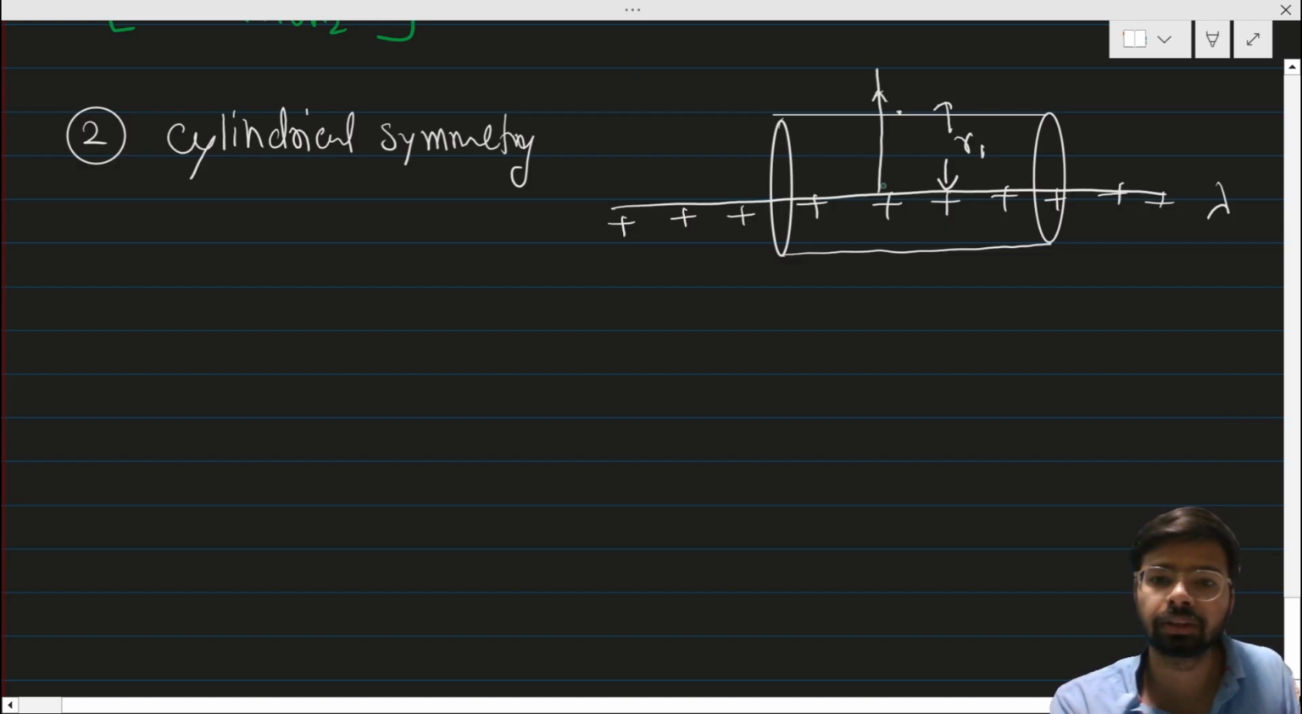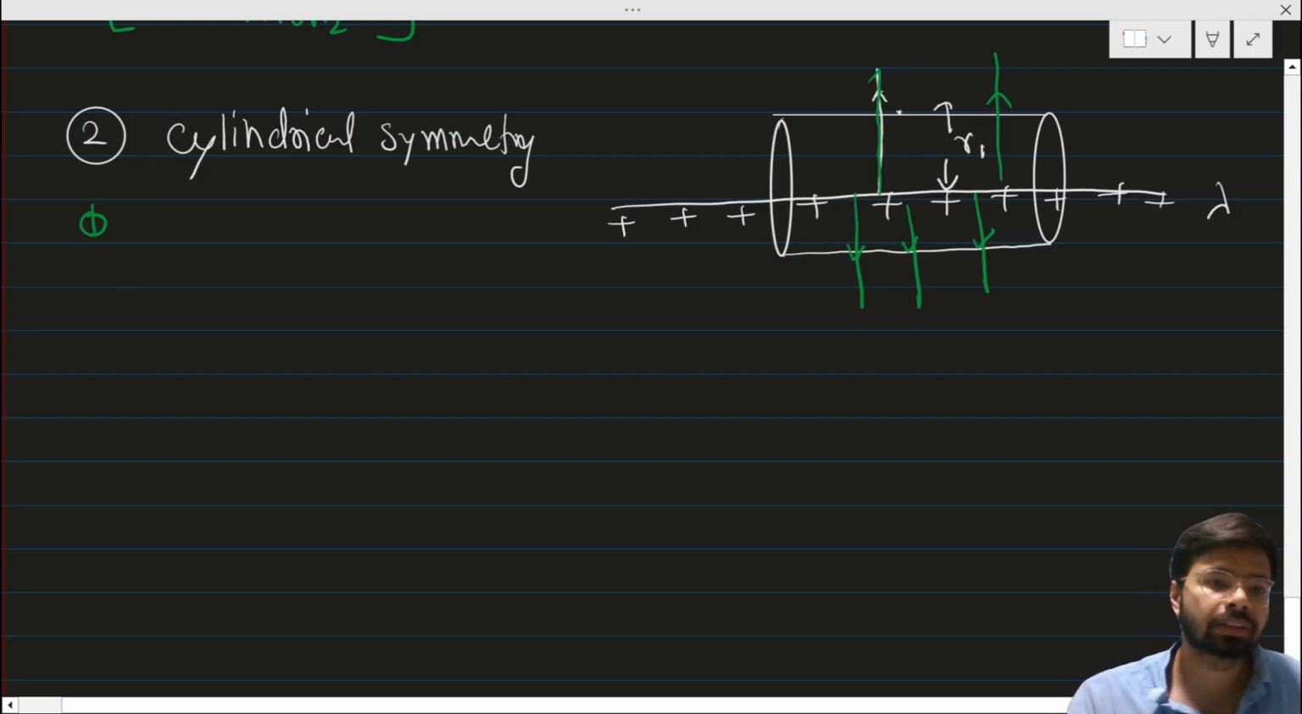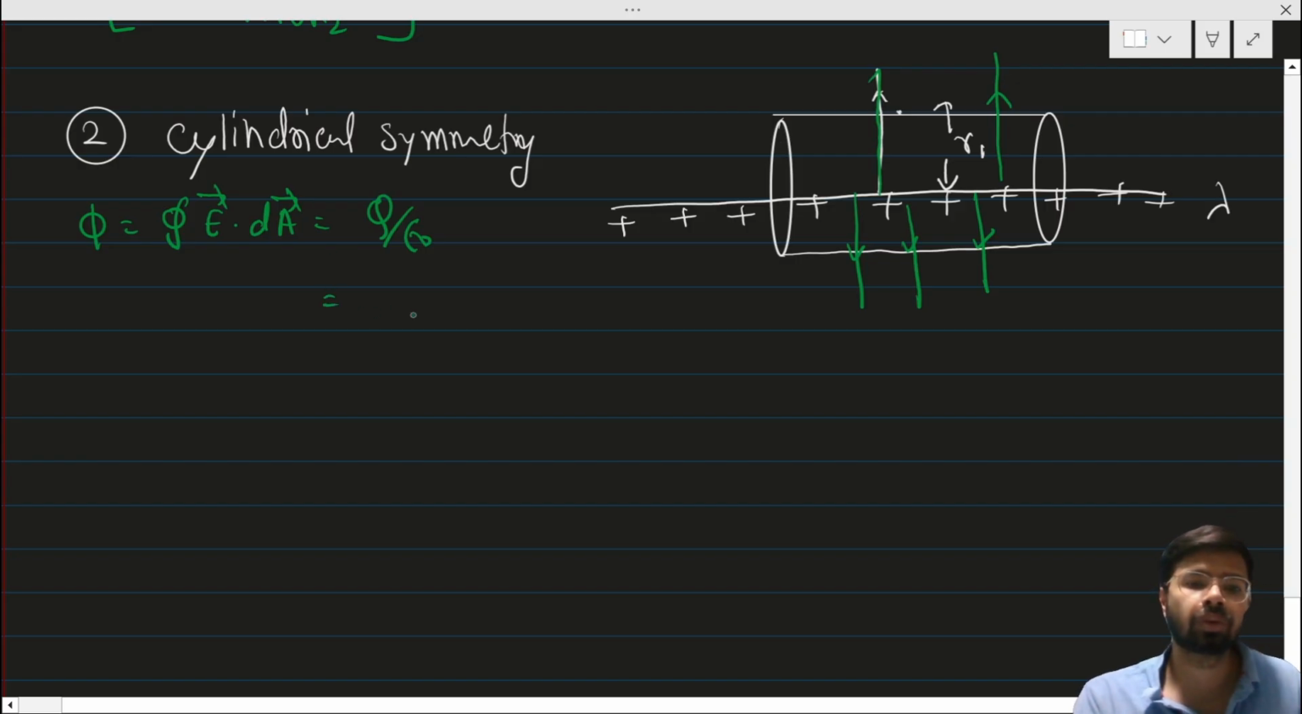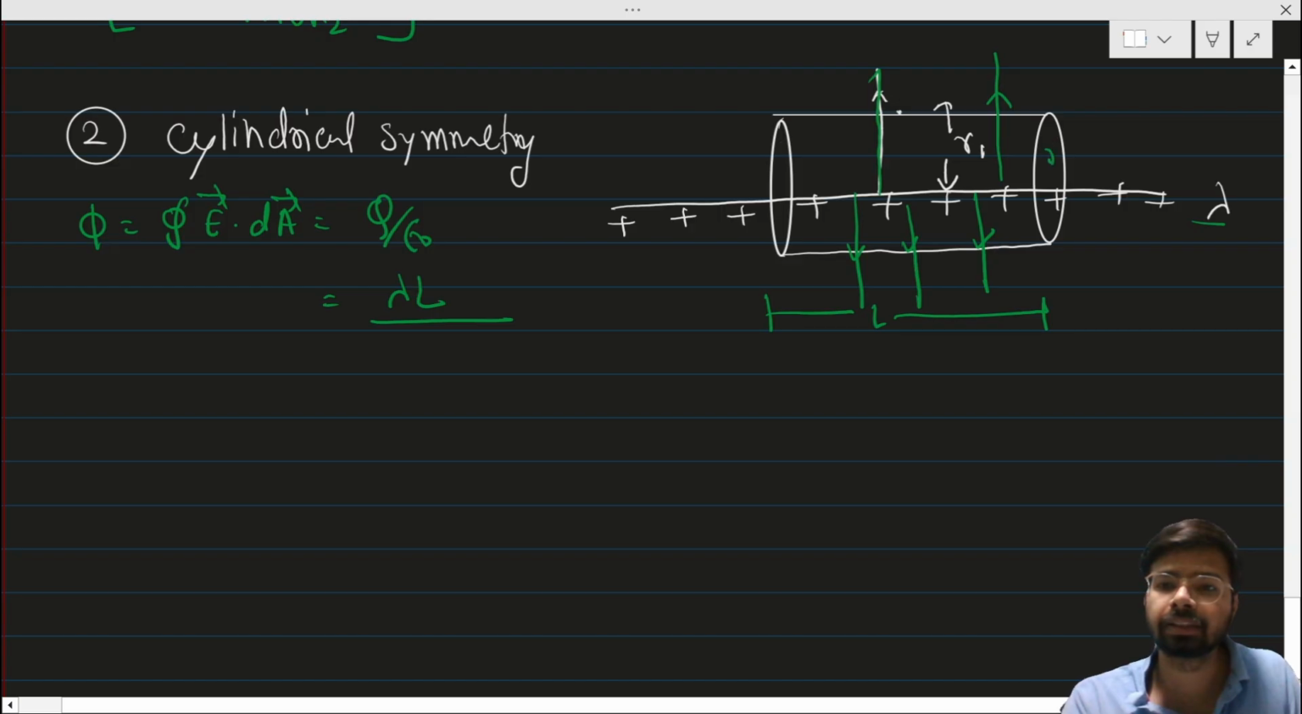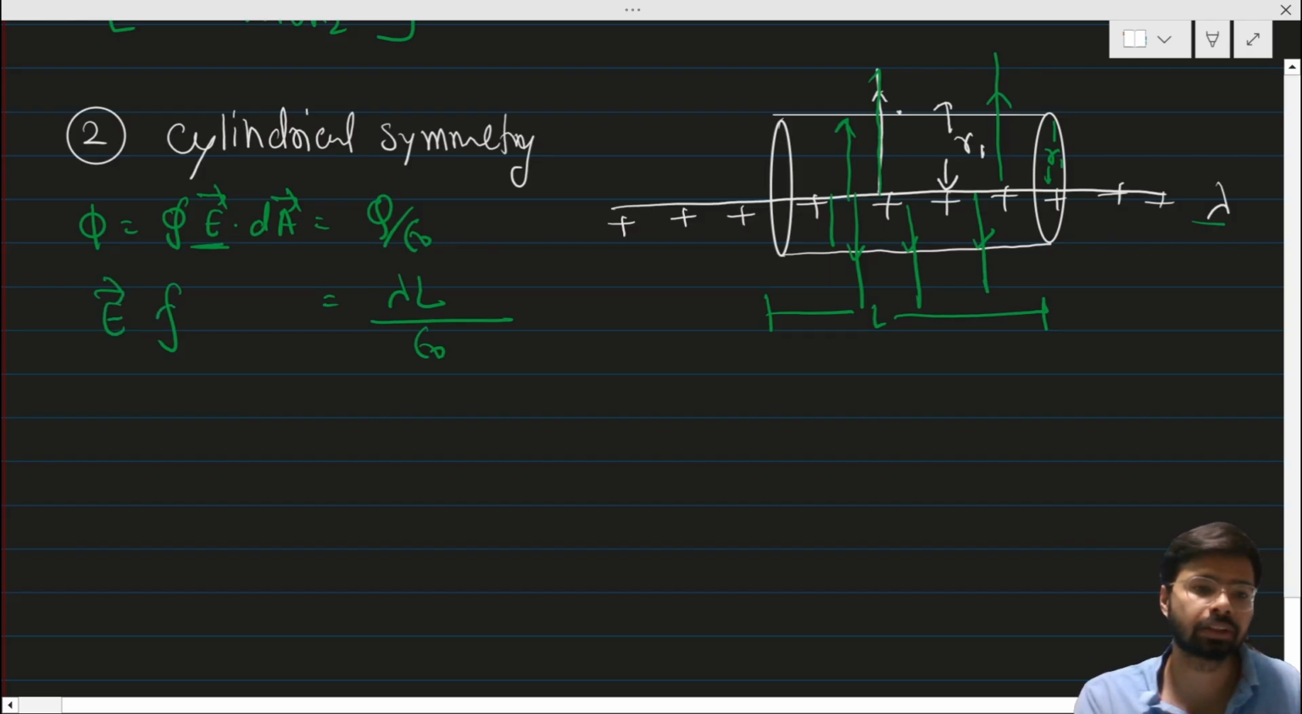Let's take another color. Electric field lines are like this, going outside this cylinder, and flux phi is equal to E vector dot dA vector, which is equal to q over epsilon naught, and q in this case can be written as lambda into L. Charge density is lambda and the length it is covering is capital L, and radius is r1. So this is epsilon naught. Electric field is constant because the distance is the same, r1 here. So electric field will come outside the integration. So this is dA, closed area dA.